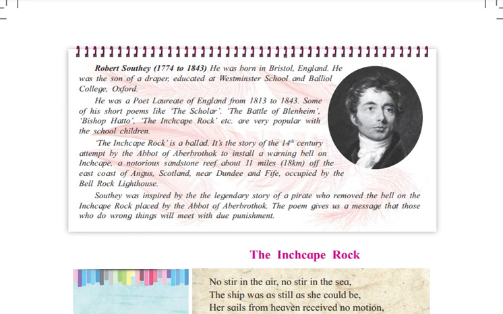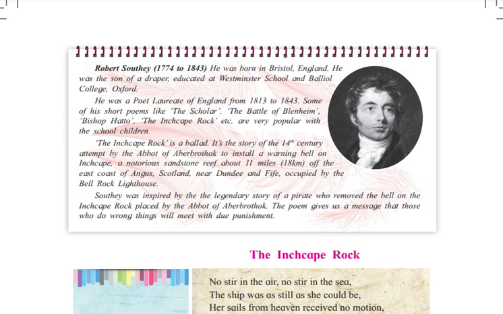So in this poem we will try to understand this 14th century story. The abbot is a priest who works in a church, and he installs the warning bell on the Inchcape, a notorious sandstone reef about 18 kilometers off the east coast of Angus, Scotland, near Dundee and Fife. This is the area occupied by the Bell Rock Lighthouse. Southey was inspired by the legendary story of a pirate who removed the bell from the Inchcape Rock, which was placed by the abbot of Aberbrothok.